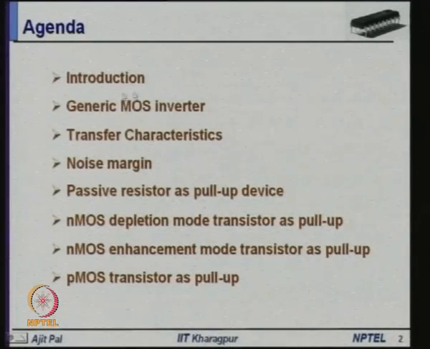After giving a brief introduction about what we really mean by inverter, we shall consider a generic structure of a MOS inverter, how we can realize a MOS inverter. Then discuss two important characteristics, one is the transfer characteristics and another important feature is noise margin. And then we shall discuss the realization of MOS inverters using different approaches. Number 1 is passive resistor as pull up device, NMOS depletion mode transistor as pull up device, NMOS enhancement mode transistor as pull up device, and PMOS transistor as pull up device.